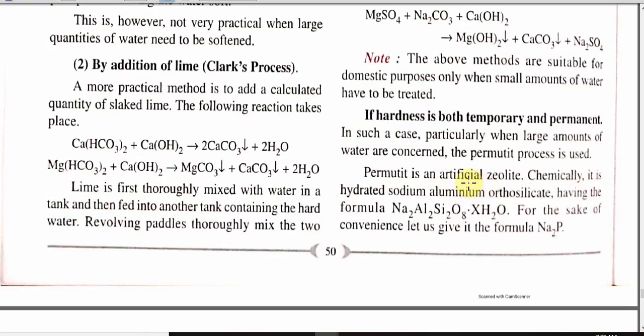If the hardness of water is both temporary and permanent, you can use permutit. Now permutit is a rock, or permutit is an artificial zeolite. Its chemical formula is hydrated sodium aluminum orthosilicate, Na2Al2Si2O8·xH2O. Now we can use here P, or sometimes Z is also used for convenience.